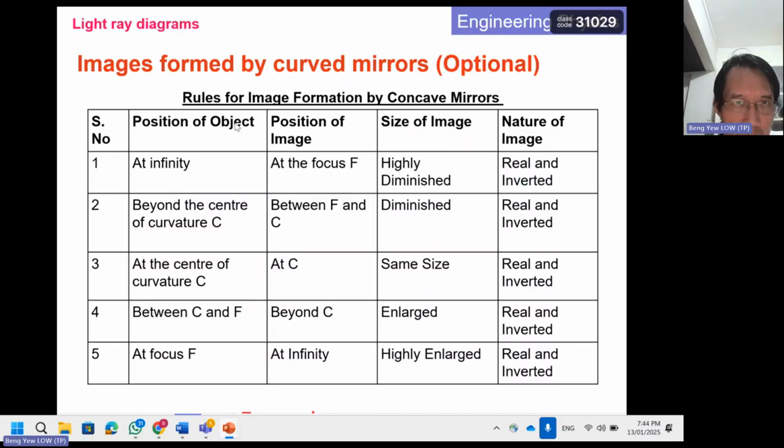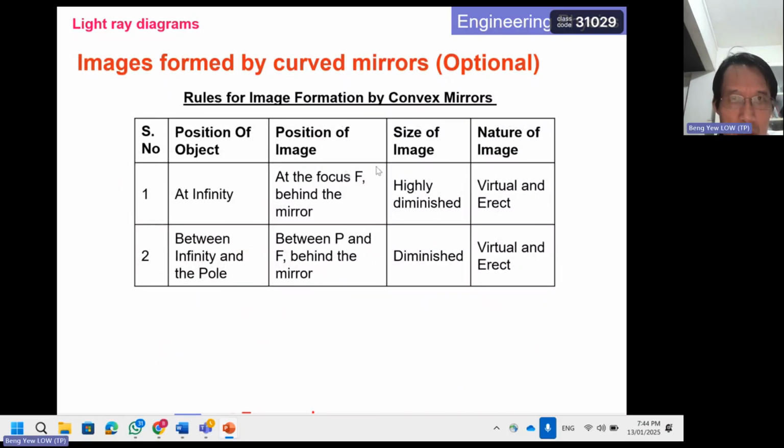Depending on the object distance, different images are formed. This slide is for your information only, and there is no need for you to study the information in detail. Likewise, for a convex mirror, the image type depends on the object distance. Here, the object distance is divided into just 2 segments. Once again, the information herein is just FYI.